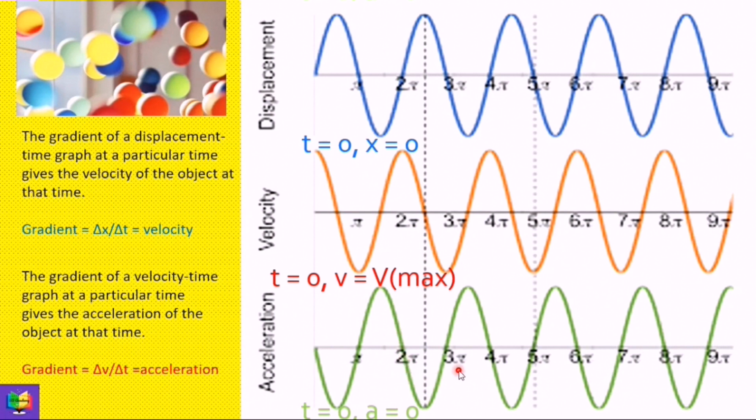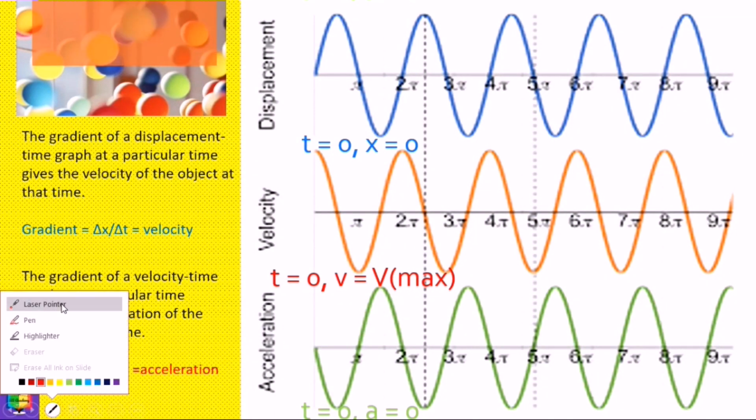Now we can see that the acceleration time graph is upside down as compared with the displacement time graph. Thus a is proportional to minus x. In other words, whenever the mass has a positive displacement towards the right hand side, its acceleration is to the left, and vice versa.